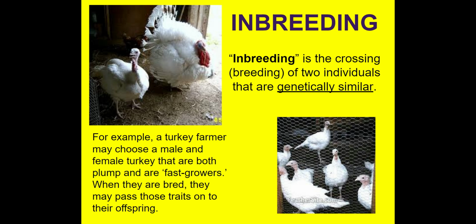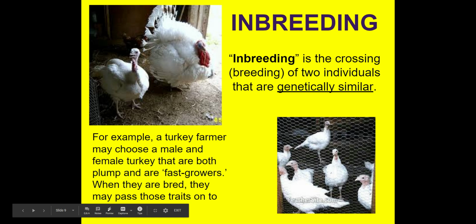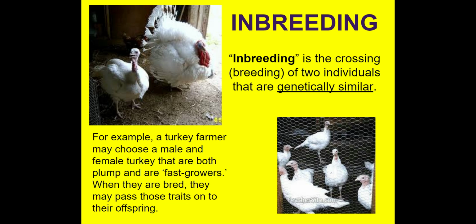So let's talk about some examples of selective breeding. We've got inbreeding. Inbreeding is the crossing of two individuals that are genetically similar. You can see down here at the bottom, it says, for example, a turkey farmer may choose a male and female turkey that are both really plump and are fast growers. If you're raising turkeys for meat, you want a turkey that's going to give you a lot of meat. Having a nice plump mom and a nice plump dad have a baby, you get a higher chance of that offspring having the traits that you want, which are nice and plump.